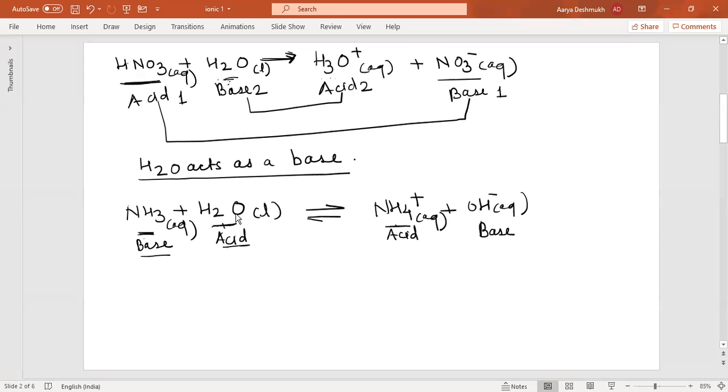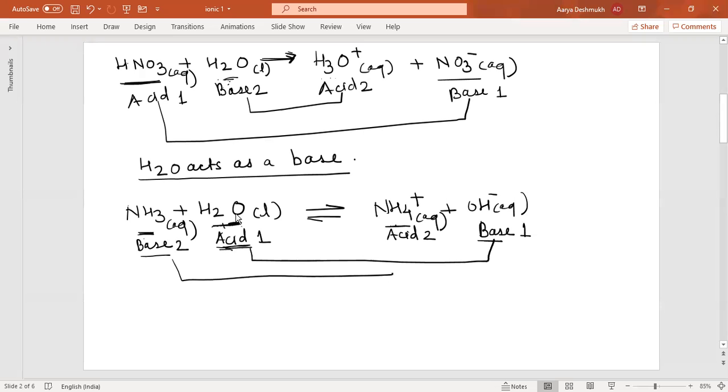Water here is acting as an acid because, according to the Bronsted-Lowry definition, a substance that donates a proton to another substance can be defined as an acid. So this water is losing a proton and getting converted into OH minus, so it can act as an acid here. Starting from acid 1, this will be your conjugate base, that is base 1. If you write this as acid 2, then it will be base 2. So these are the two conjugate acid base pairs.